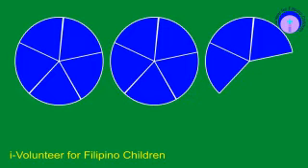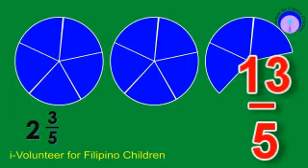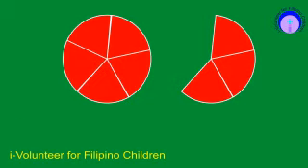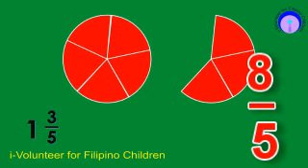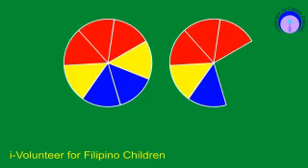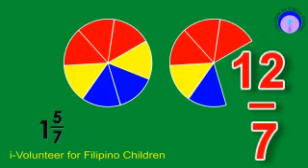Can you convert this mixed number into its improper fraction? The improper fraction is 13/5. Can you convert this mixed number into its improper fraction? The improper fraction is 8/5. Can you convert this mixed number into its improper fraction? The improper fraction is 12/7.